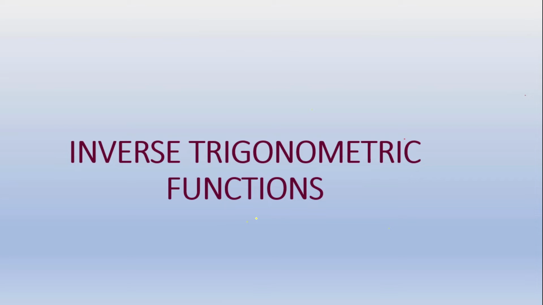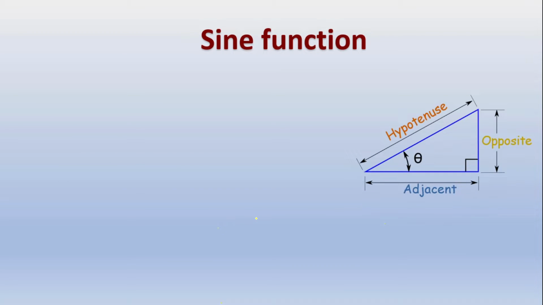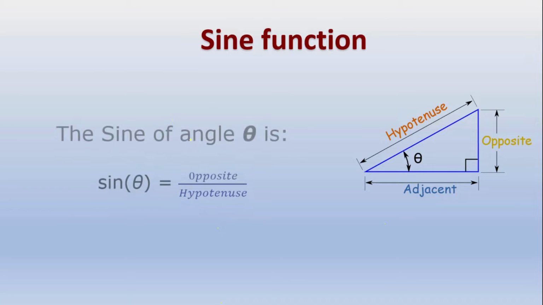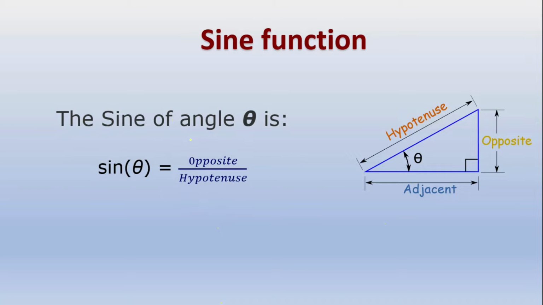Today we will see inverse trigonometric functions. All the trigonometric ratios are related with the right angle triangle, and all the trigonometric ratios are the ratios of the sides of a right angle triangle. So the sine function, you know already that sine theta is equal to the ratio of the opposite side and the hypotenuse.